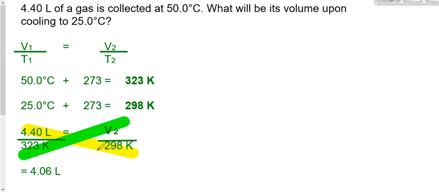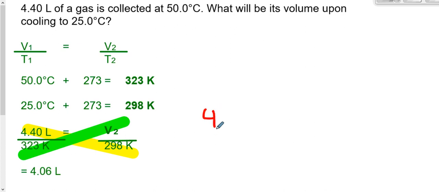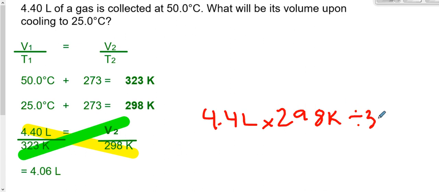Okay? The one that has all the numbers, multiply those numbers together. So what we're going to do is we're going to go 4.4 liters. I'm going to times that by, multiply on the diagonal, 298 kelvins. Excuse me as I try to write with a pen and a mouse. Doesn't always work the best for me here. 298 kelvins. Okay, cross multiply on the diagonal, and we're going to divide by the remaining variable. So I'm going to divide by this guy, 323 kelvins.